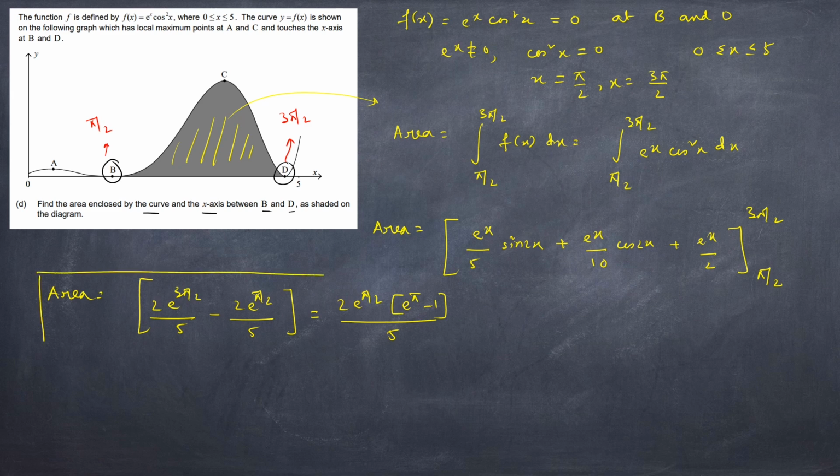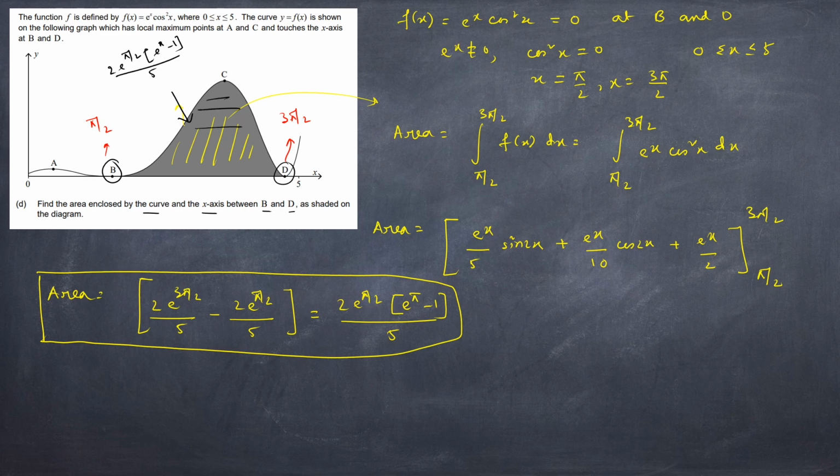This is the value of the area under the curve of the shaded region. This area we have already calculated, and this area is 2 e to the power pi by 2 times e to the power pi minus 1, whole divided by 5. This is the area of this particular shaded region.